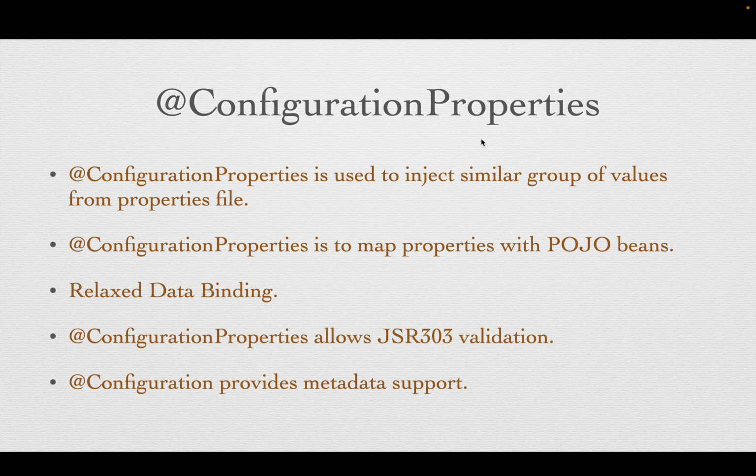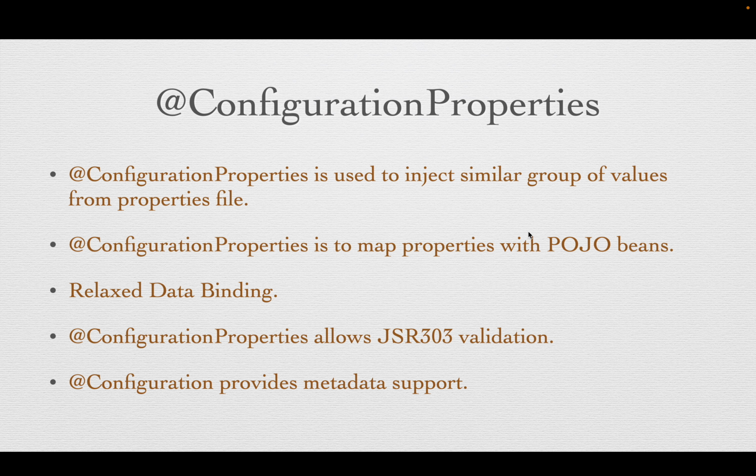So what is this @ConfigurationProperties annotation? We need to use it when we need to inject a similar group of values from the properties file. Let's assume I have an employee address in my properties file. I have an employee key, and inside that employee key I have address, and in that address I have ID, name, pin code and a few other values. This employee address information is called a group of values. If I want to inject a group of values from the properties file, then I need to use the @ConfigurationProperties annotation.